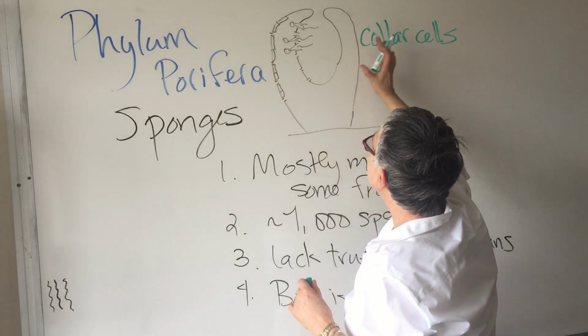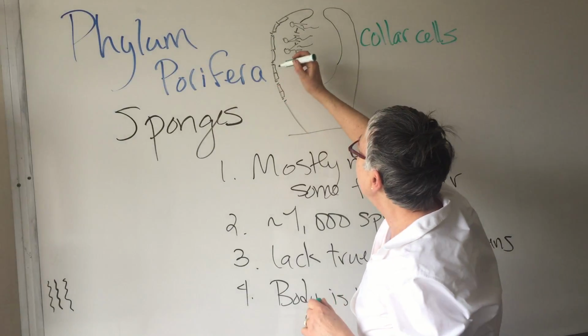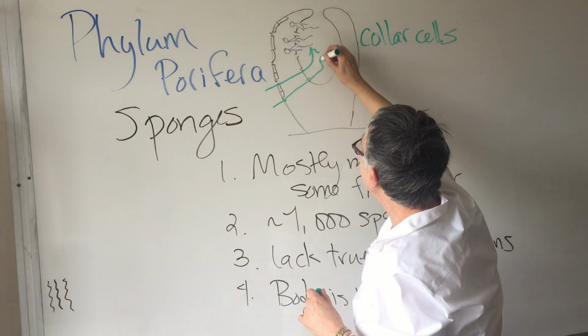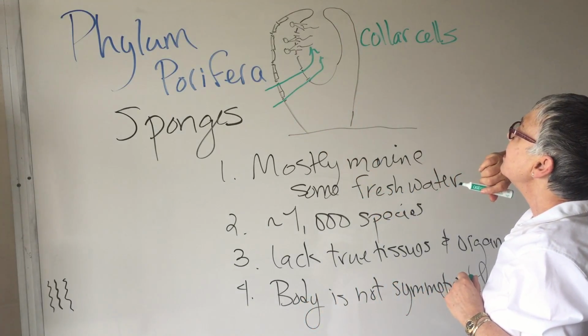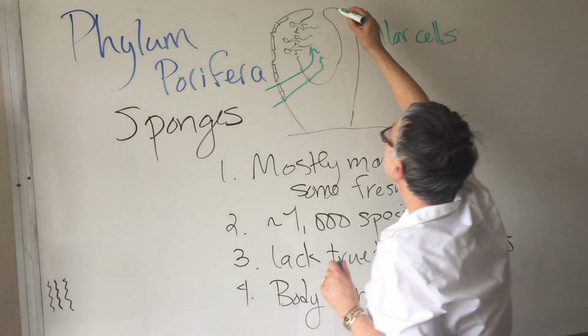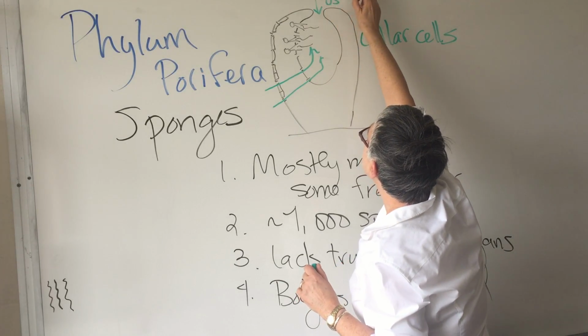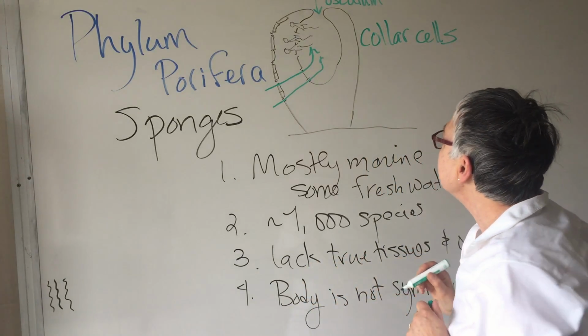There are pores in the body, and in general the flow of water is from the outside up through the central open cavity, and then through an opening here that's called the osculum. O-S-C-U-L-U-M.